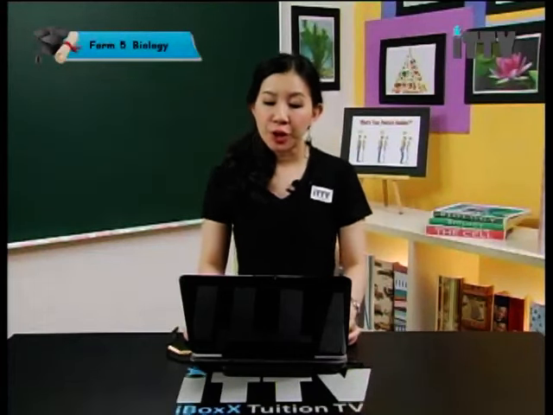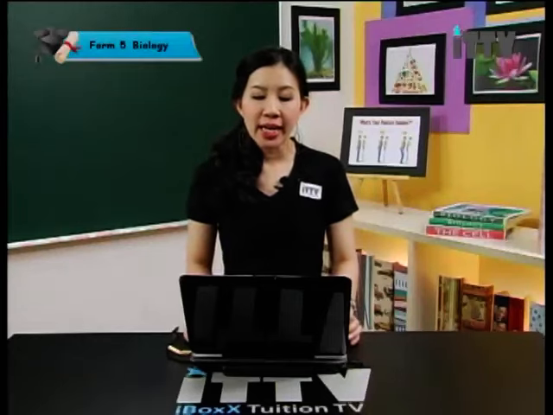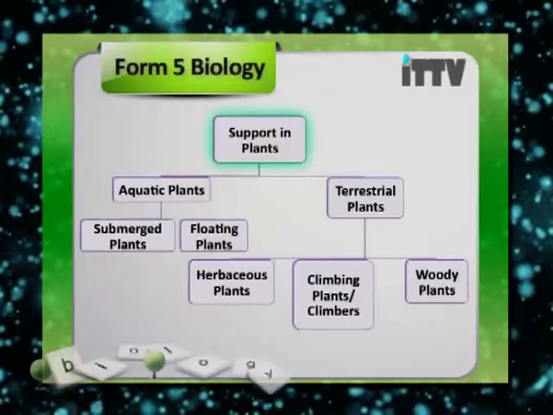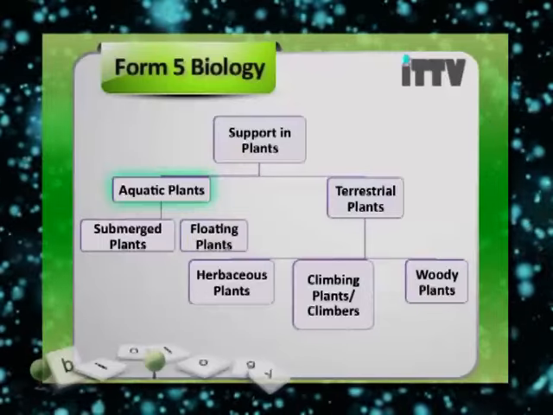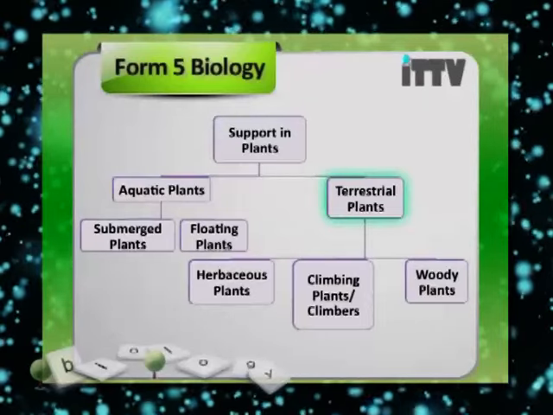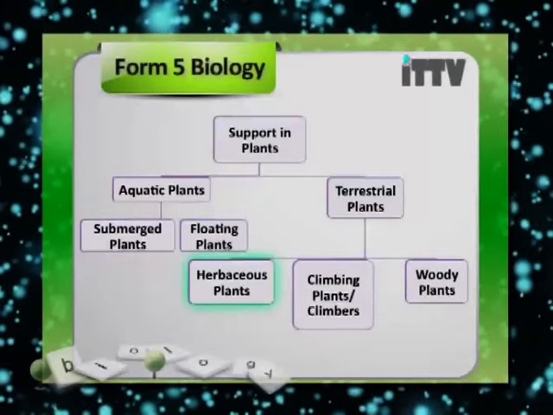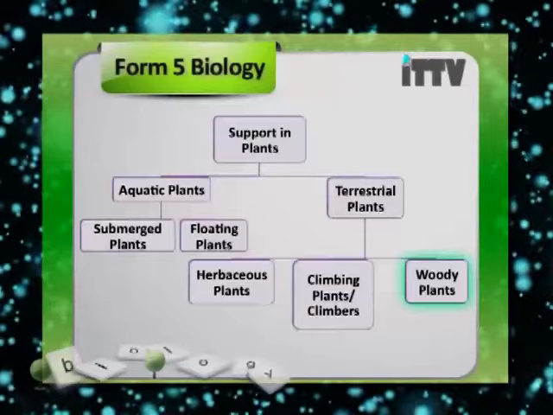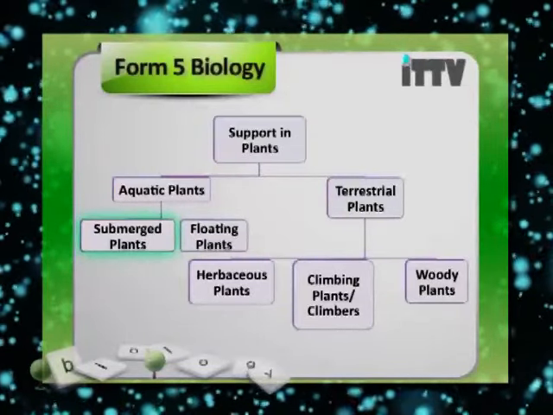Now, generally, if we look at the flow chart, plants are divided into two types, which are basically the aquatic plants and the terrestrial plants. Terrestrial means that they grow on land, not in the water. So the terrestrial plants are further divided into three types: the herbaceous plants, climbing plants, also known as climbers, and the woody plants. For aquatic plants, they are divided into submerged plants and floating plants.